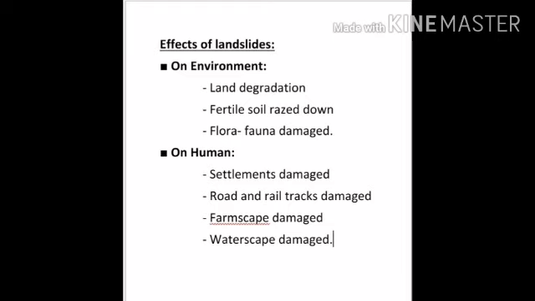And next, farmscape is damaged. Farmscape means, in mountainous regions, there is less farming and there is plantation, gardening, etc., like tea gardens. So these crops and farmscape are washed down. Likewise, there is waterscape developed over mountainous terraces by man. Sometimes there are artificial lakes and dams. So landslide does not leave these also.